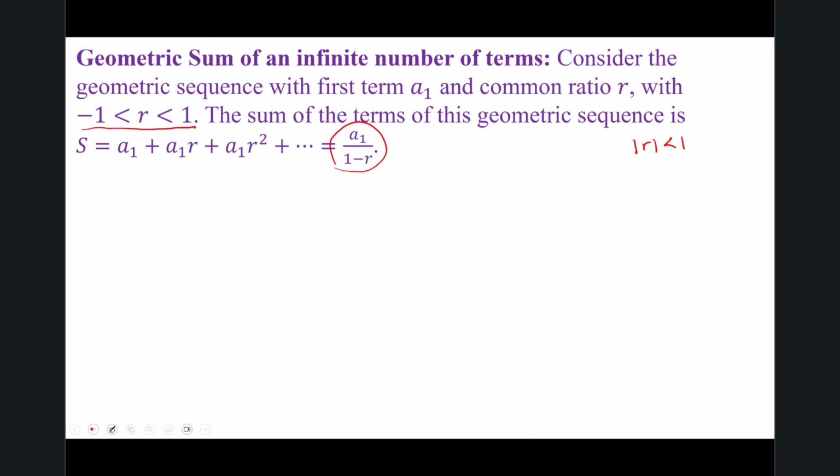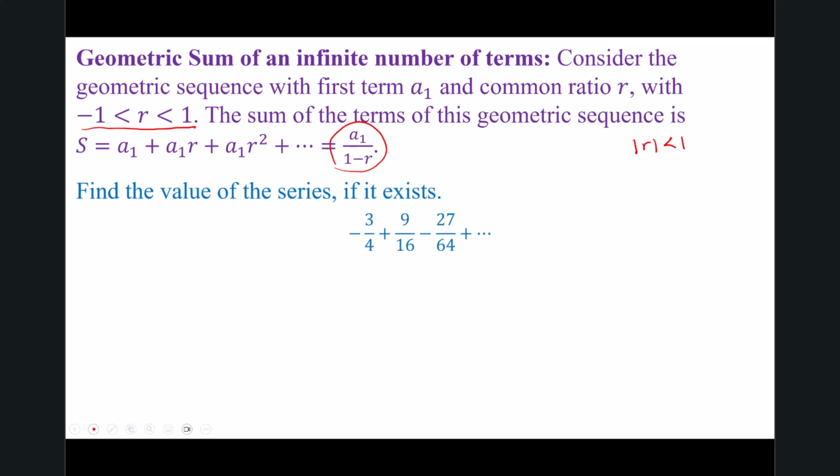Pretty simple formula. So for example, if I want to find the value of this series, I have negative 3/4 plus 9/16 minus 27/64, etc. So my first term is negative 3/4, and the common ratio is negative 3/4. And I got that because negative 27/64 divided by 9/16 is negative 3/4. And 9/16 divided by negative 3/4 is negative 3/4. I keep multiplying by negative 3/4 to get the next term.